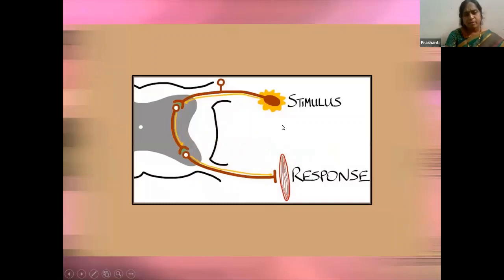And here this is the picture showing the arc shape, children. The stimulus is sent to the sensory nerve. Here it forms a synapse, and it is continued by the motor neuron, and it reaches the effector organ, and that muscle responds, that is, a movement takes place. So this arc-like pathway is the reflex arc.